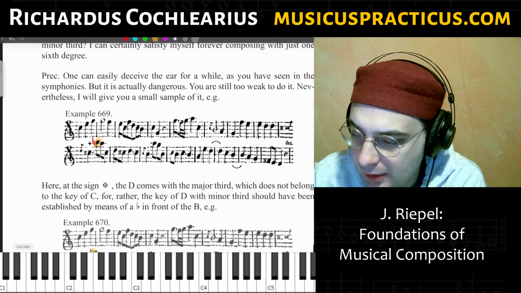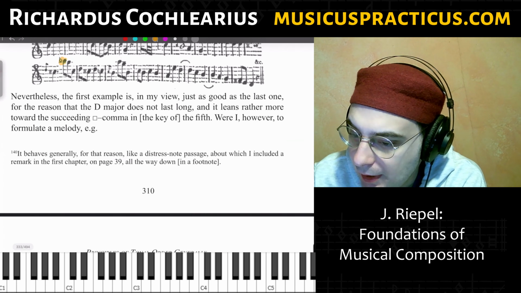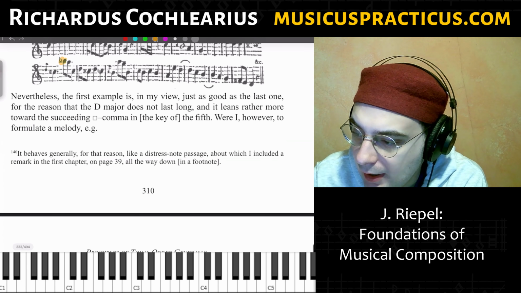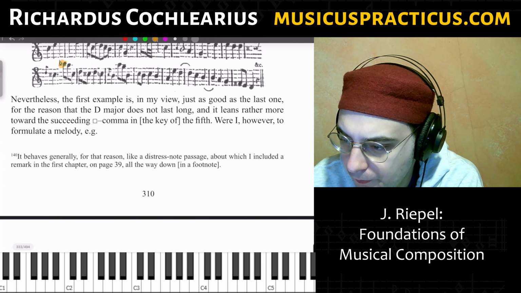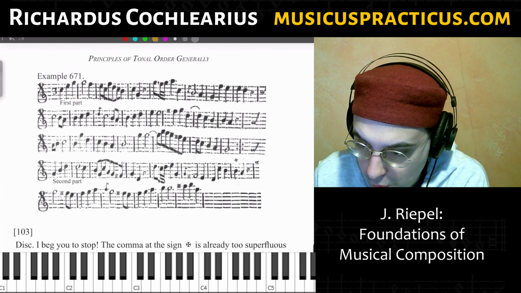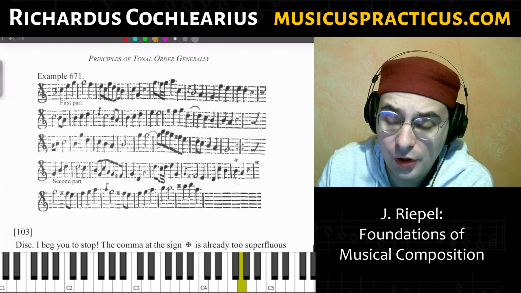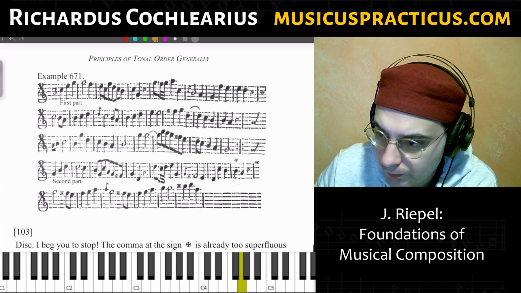Exactly. Smicherli passage. Okay. Now let's see the following example where I, however, formulate a melody. Let's see. Do, mi, so, sol, fa, mi, do, fa, sol, fa, mi, fa, do.